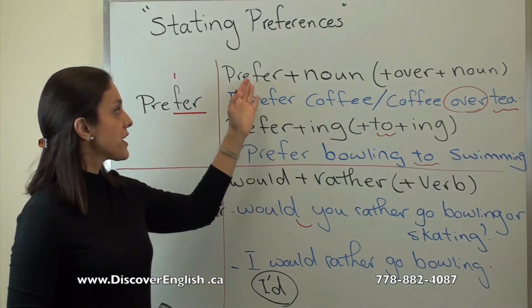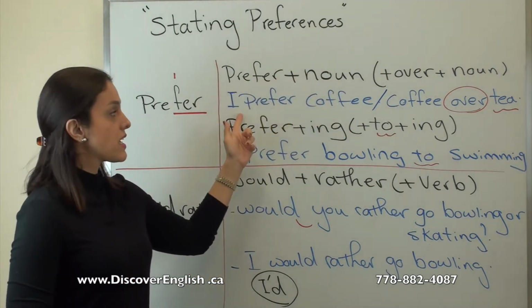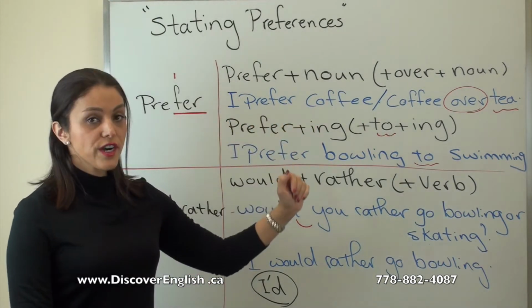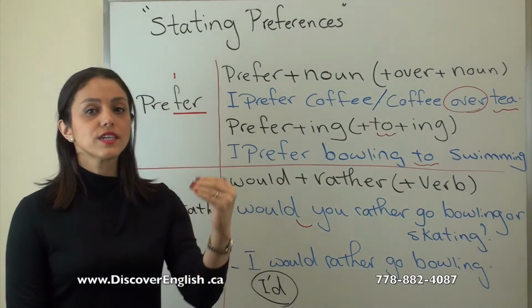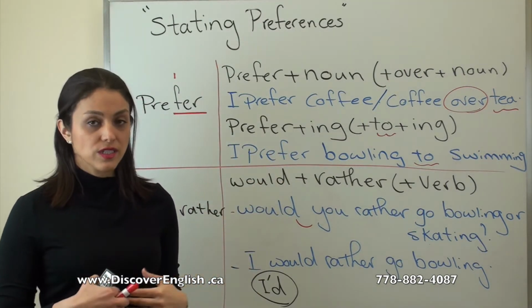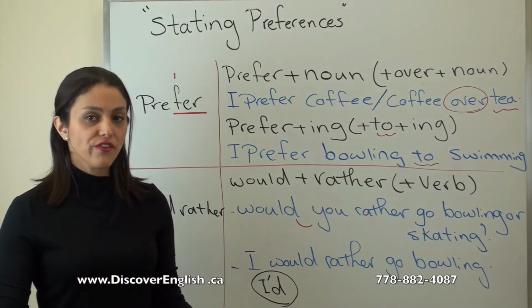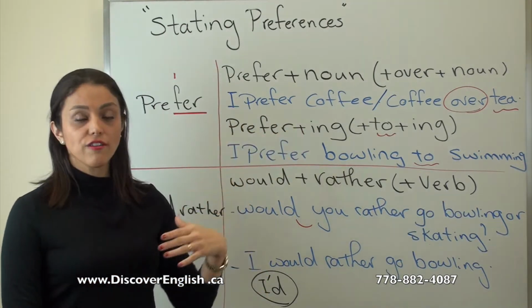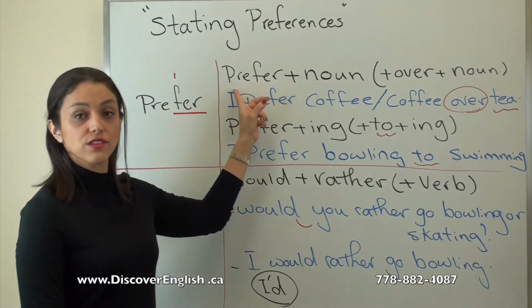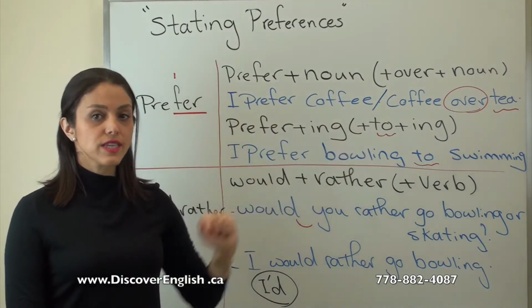So how does it work? Prefer plus noun. So you can say I prefer coffee. I prefer coffee over tea. You have two options and you want to say which one you prefer. I prefer coffee over tea. When you use the verb prefer, this is how you say that.